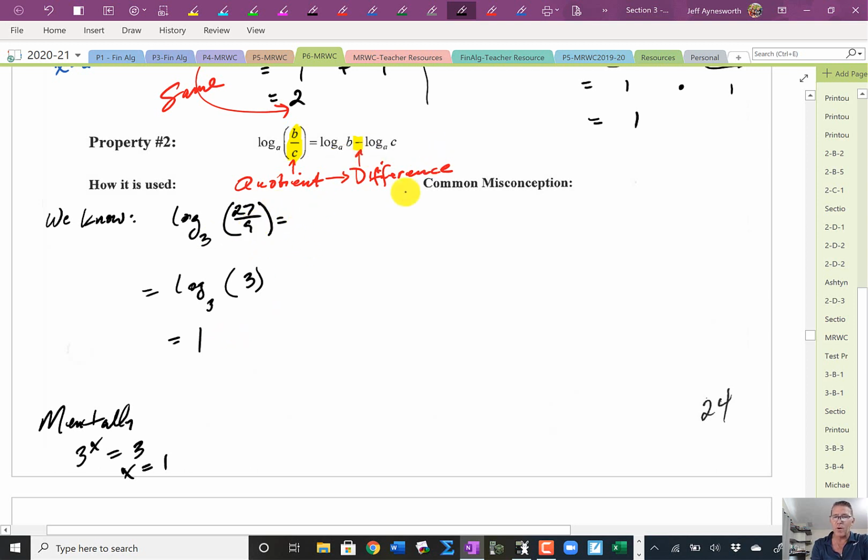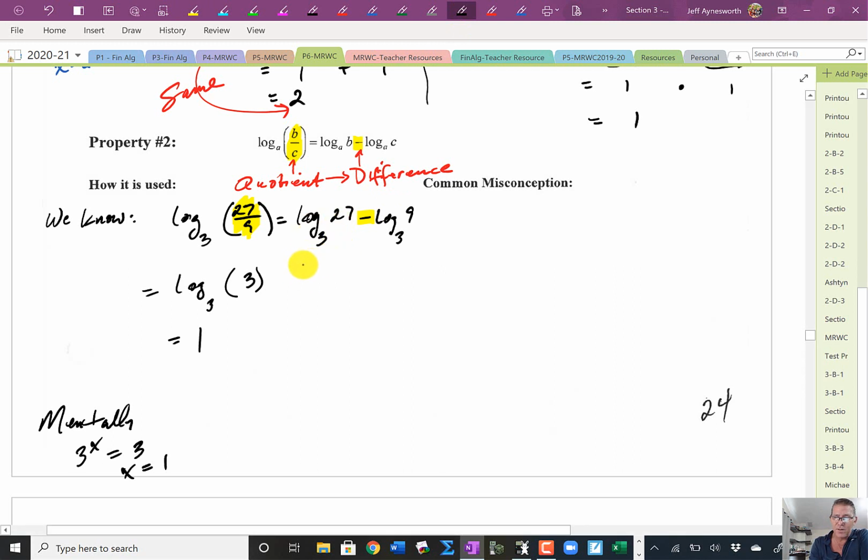But let me apply the property. I'm going to take this quotient and rewrite it as a difference of 2 logs. So this can be rewritten, if you're going to use the property here, as log base 3 of 27 minus log base 3 of 9. Notice that I switched from a quotient to a difference. Quotient to difference.